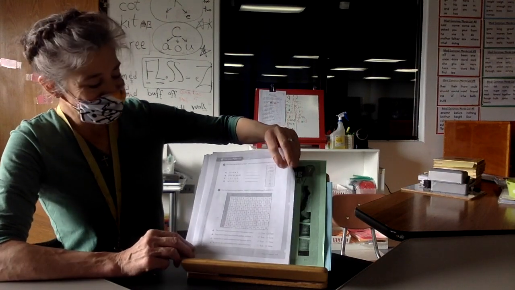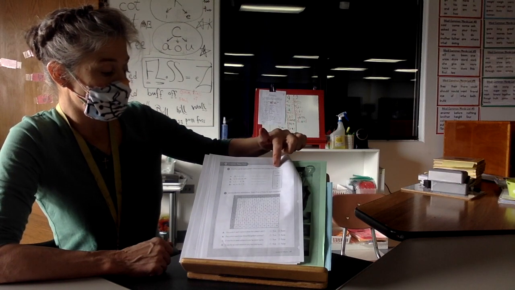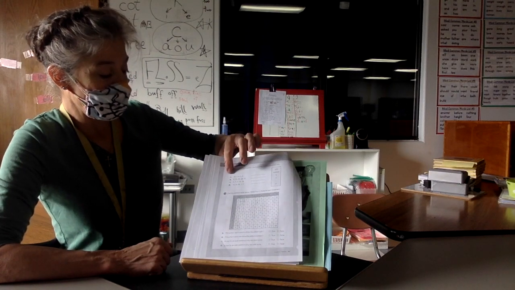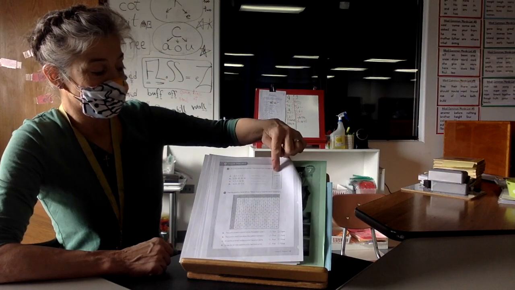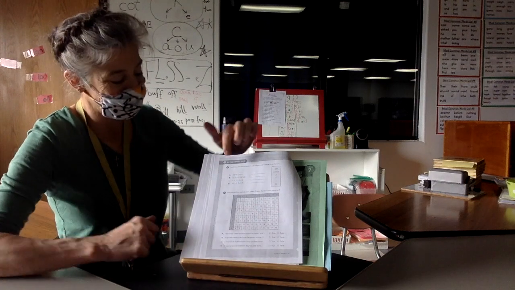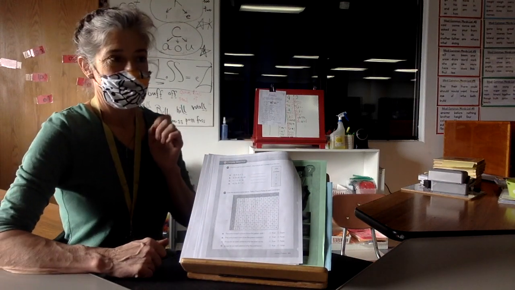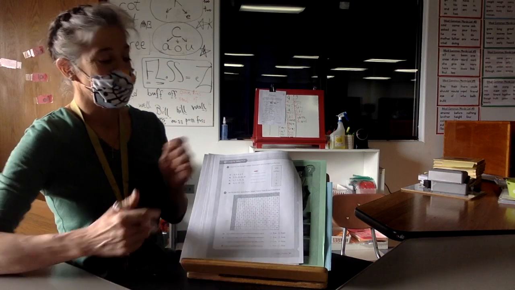Let's go to page 83. Find the rule for each pattern. Use a word and number from the box. A. And by the way, are we going to write that or just write a plus and a takeaway? Plus and takeaway. Okay. 10, 8, 6, 4, 2. Subtract. Definitely subtract. It's minus 2.